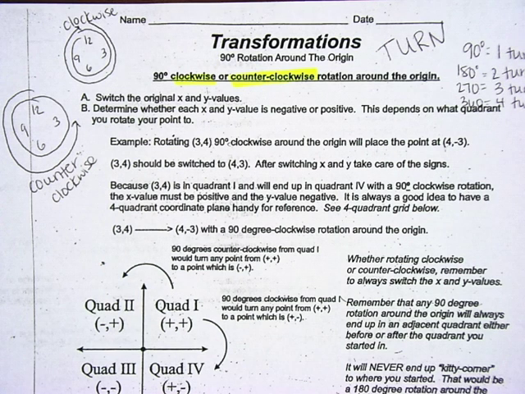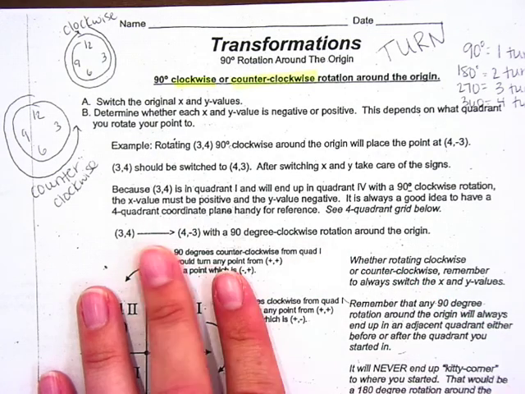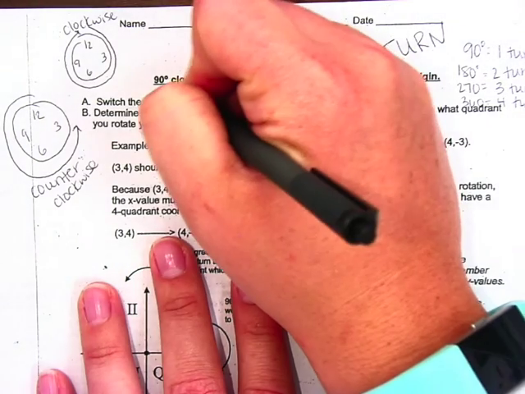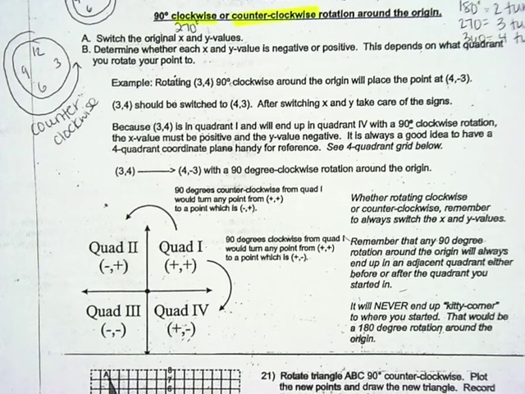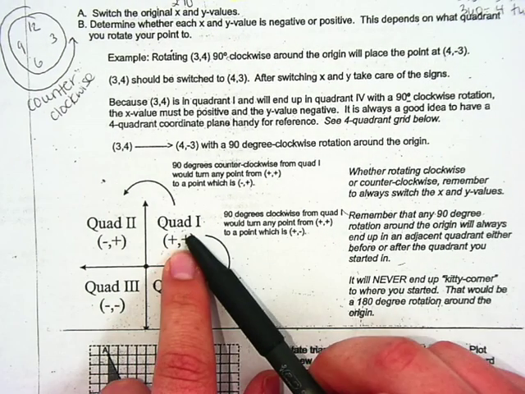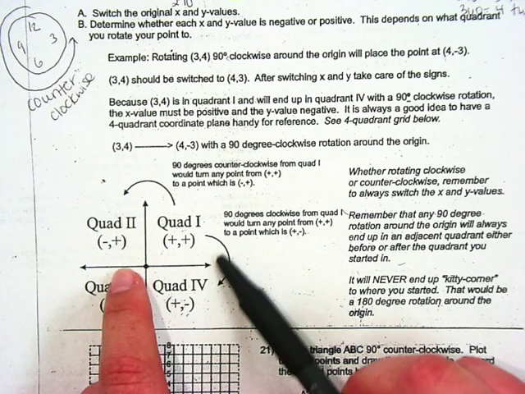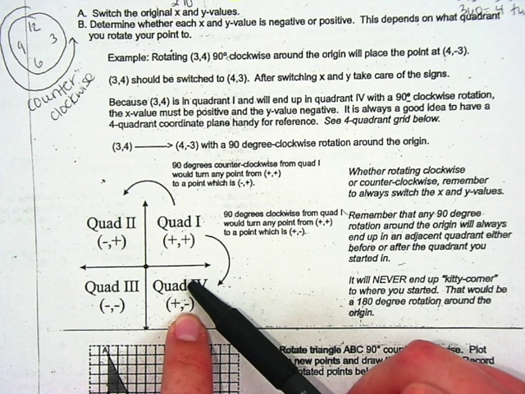So you pretty much have two different things to look at when you rotate. The first one, 90 degrees, you're going to switch your X and your Y. These are actually the same rules for a 270-degree turn, but not super important. So determine whether each X and Y is negative or positive, and that depends on which quadrant you go to. So if you look right here, if we start in quadrant 1, one turn would be moving to quadrant 4. So your new signs would be a positive X and a negative Y.